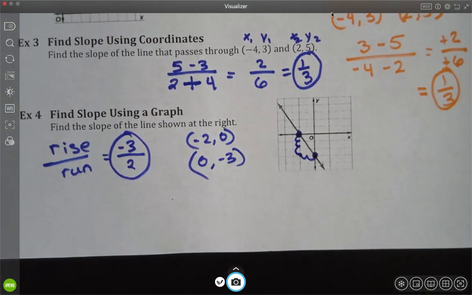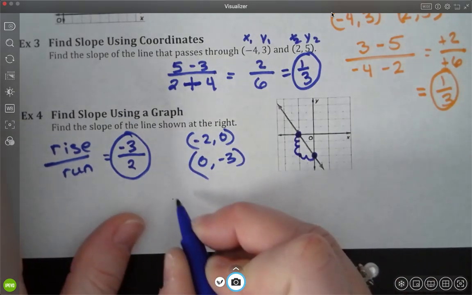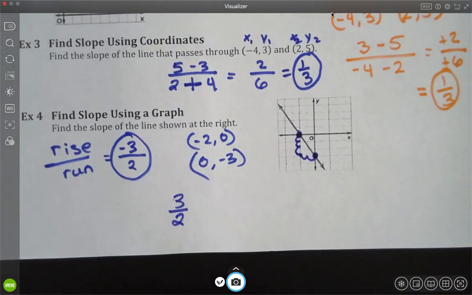Does that make sense? Now, looking at that number, let's say I didn't put it as a rise of negative 3. Let's say I put it as a positive 3 because, like Clayton, I'm like, that doesn't make sense to have a rise of negative 3. So I'm going to put it as a positive 3 over 2. How do you know that 3 over 2 is not correct?